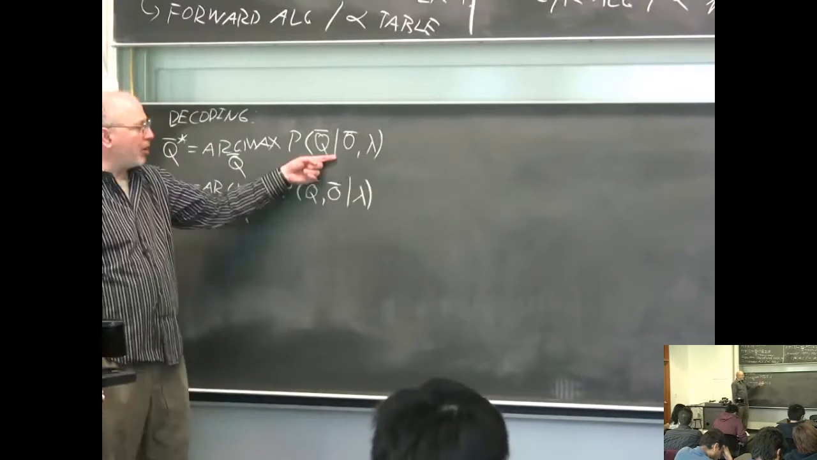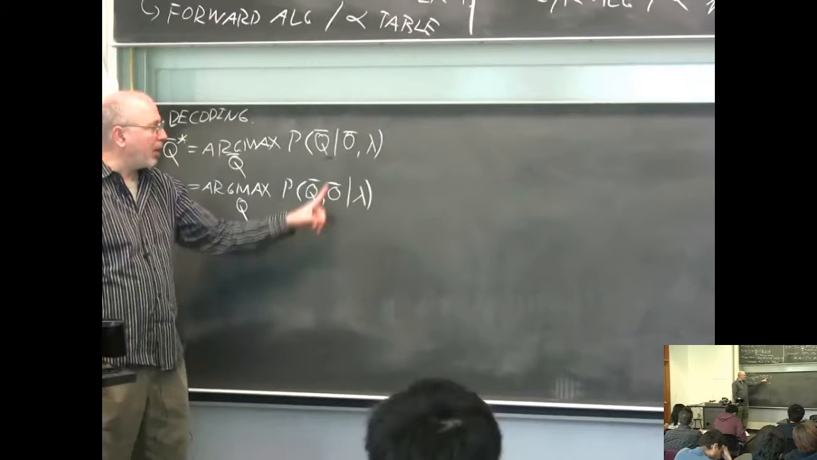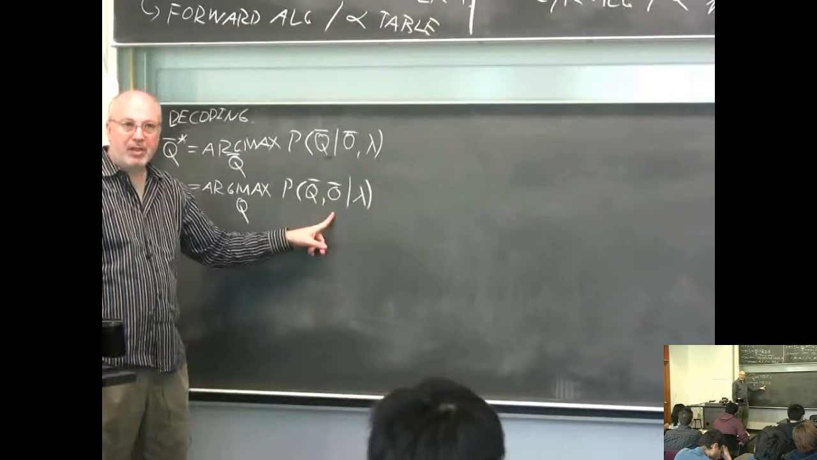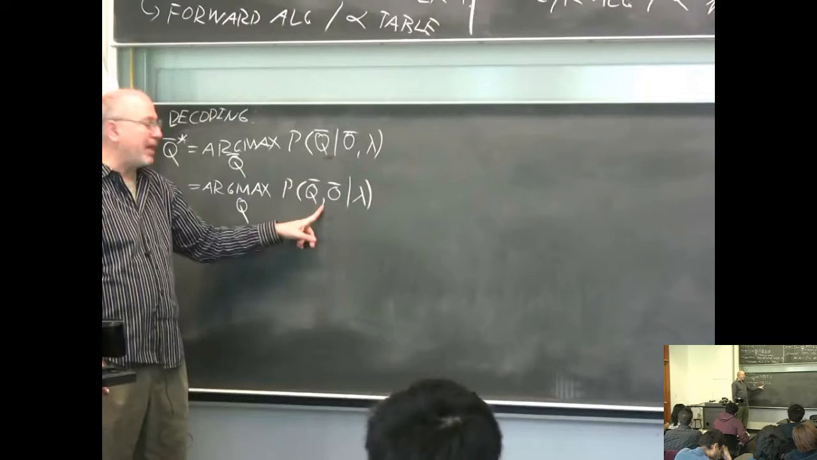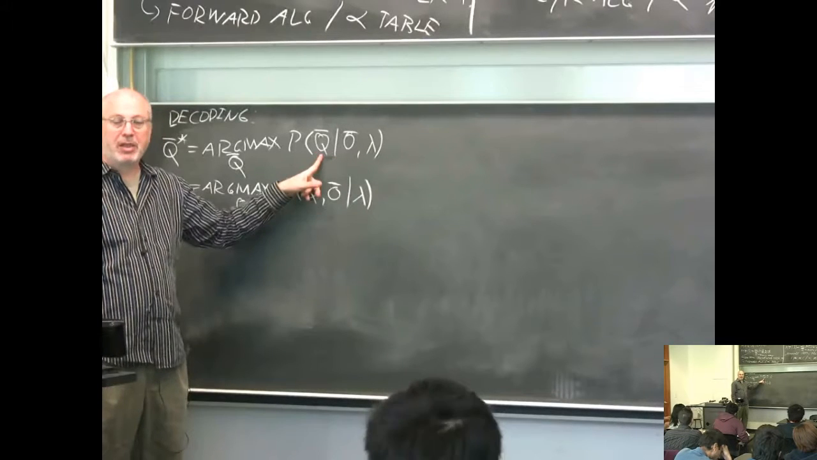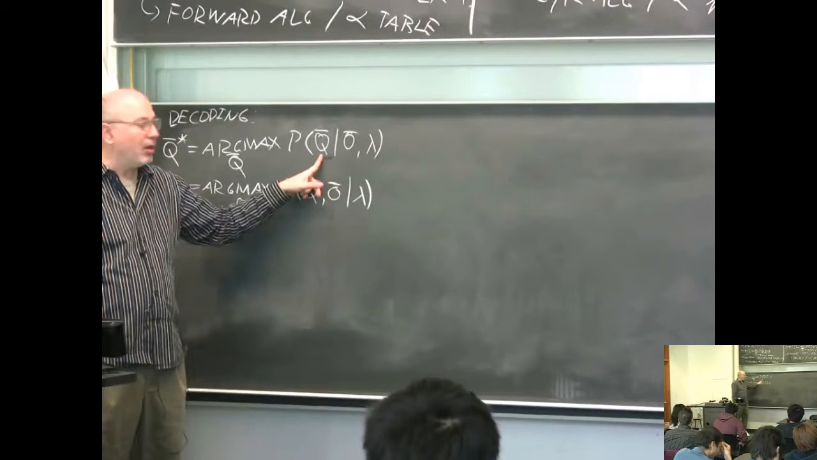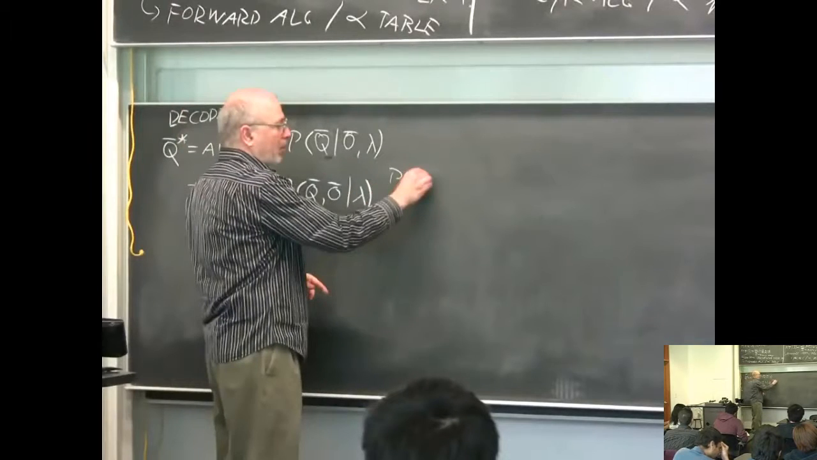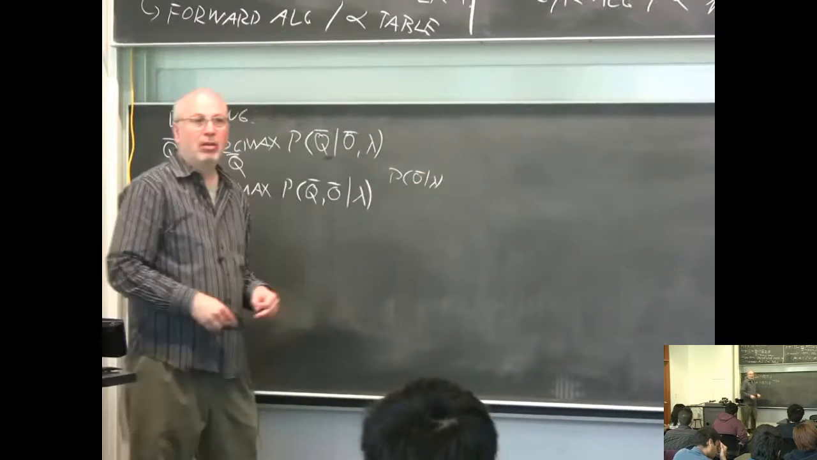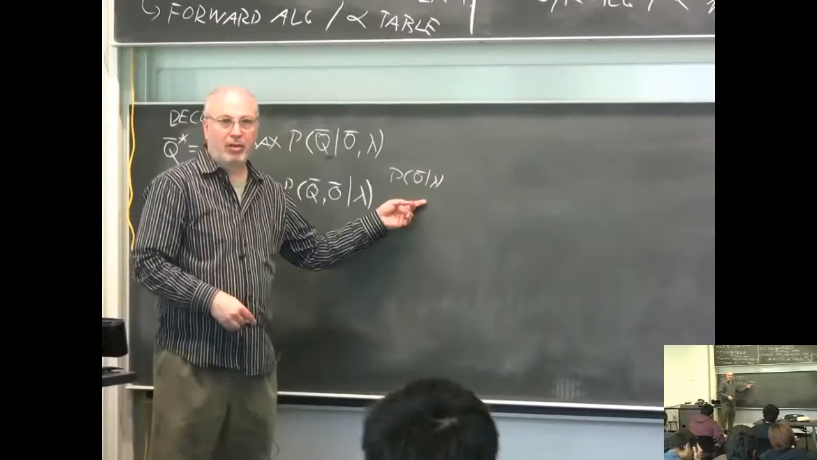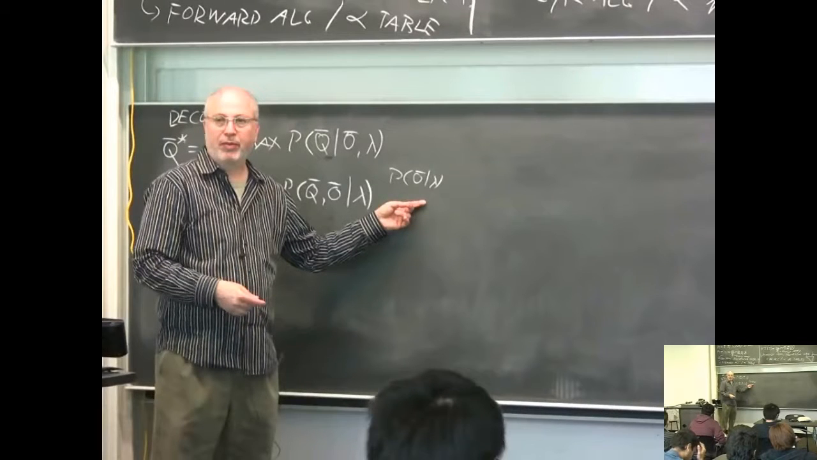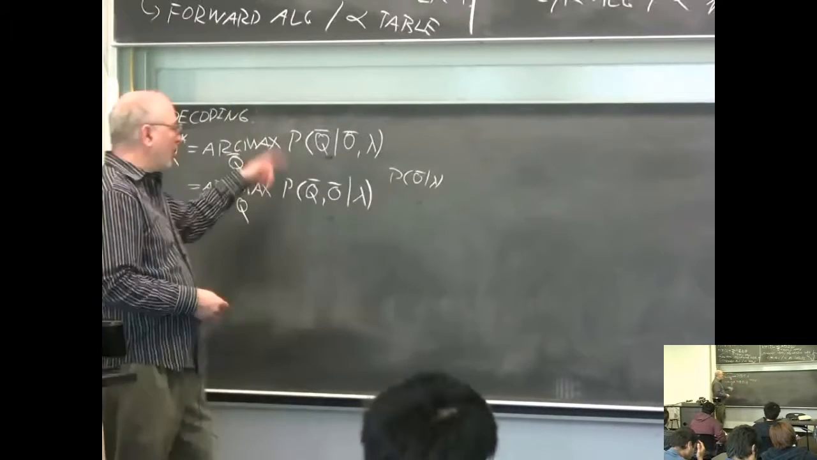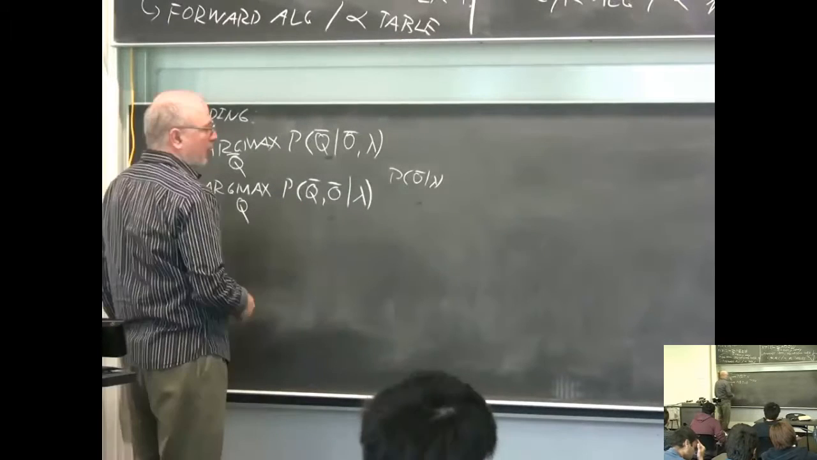Of course, this is not the same as this. I moved the O from here to here. The value of this is not the same as the value of this, but the thing that maximizes this is the thing that maximizes this because they differ by P of O given the model, which is a constant with regard to all the different Q's.